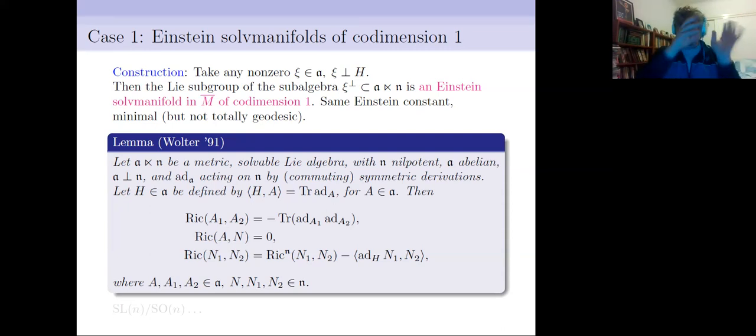You can just construct your A, your N. Of course, there will be some reducibility, but then you can take your vector in such a way that it's not perpendicular to any of those, or you can take it in some of those. Anyway, this construction still works. And this is our first case. So we have a whole bunch of Einstein solvmanifolds of codimension 1, right? And this is what the theorem says in the general dimension case.